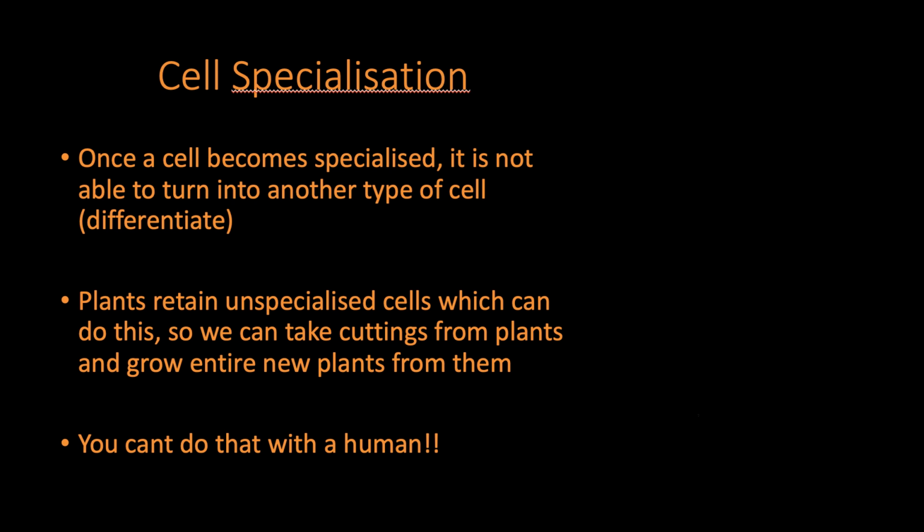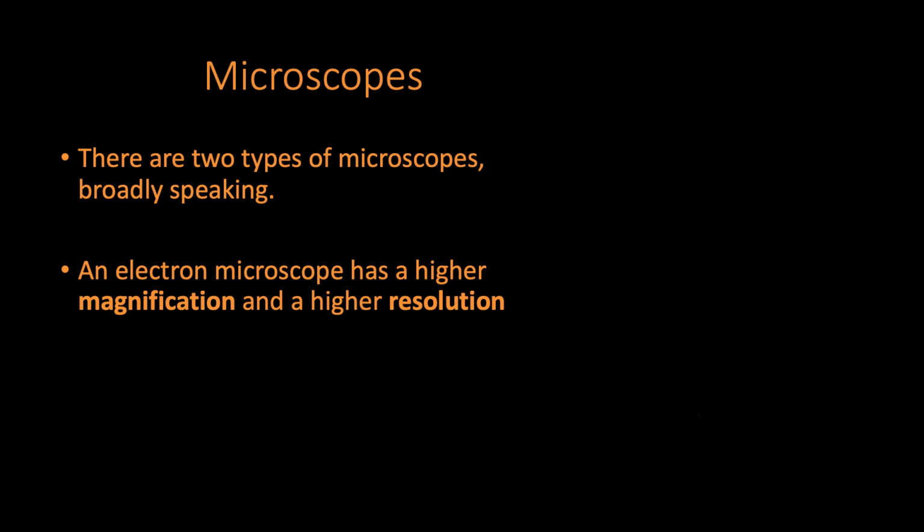Obviously, that doesn't make any sense whatsoever. Okay, so microscopes. There are two types of microscopes, broadly speaking. Those are electron microscopes and light microscopes. An electron microscope actually has a higher resolution and a higher magnification than a light microscope. Just so you know, magnification means basically how far you can zoom in.